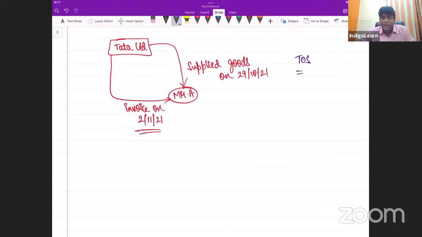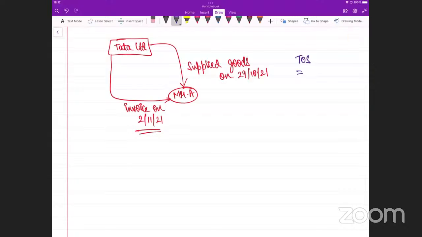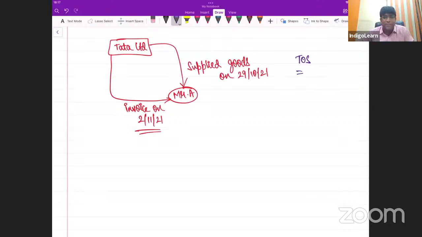Please tell me, guys. You can drop a message in the chat box. No doubt about it. The answer will become what, my dear friends? Definitely 29th of October. 29th of what, sir? October. So please understand that, my dear friends, even though the invoice is actually given on 2nd of November, the answer will still become 29th October.